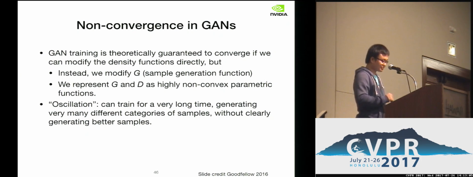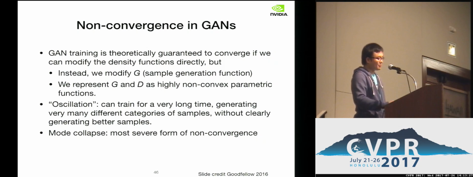One of the problems is oscillation. We can train a GAN for a very long time, and it generates many different categories of samples, keeps changing categories, but does not improve the image generation quality. This is one problem frequently observed in GAN training. Another problem is mode collapse. It means we cannot capture all the modes in the data distribution. We fail to generate certain types of samples.